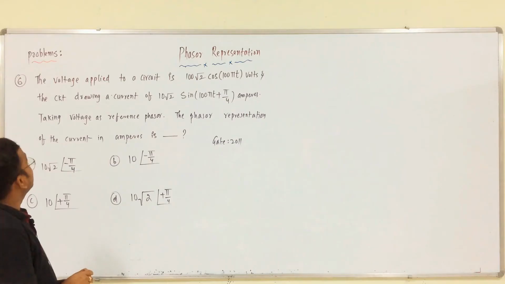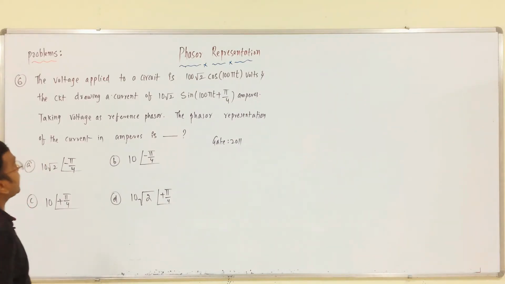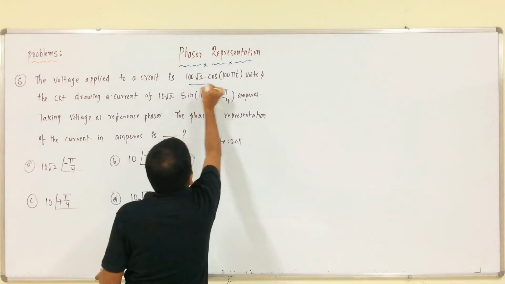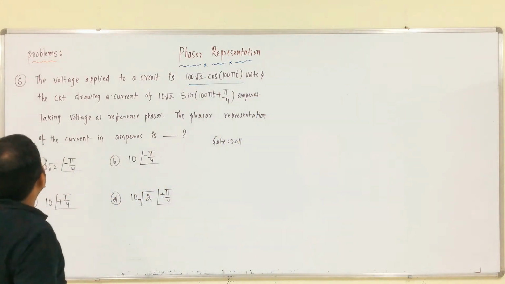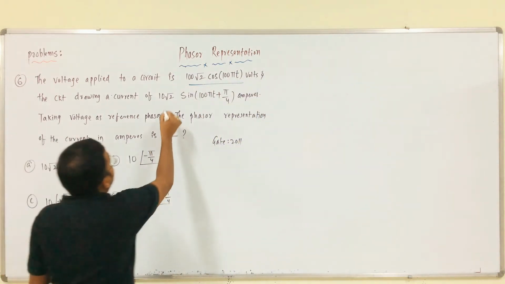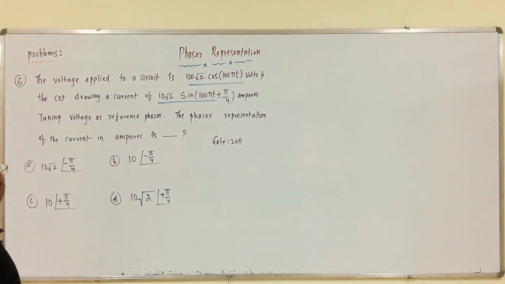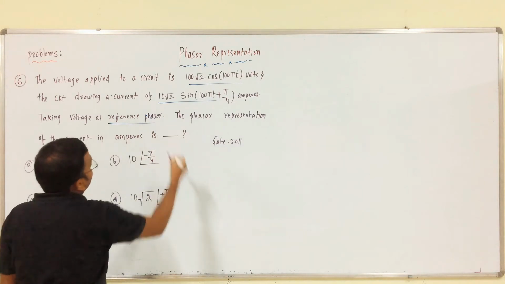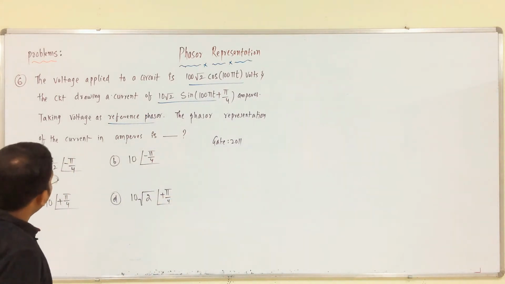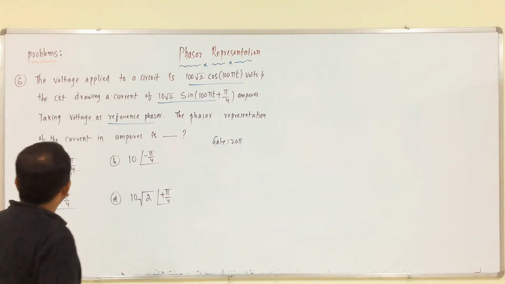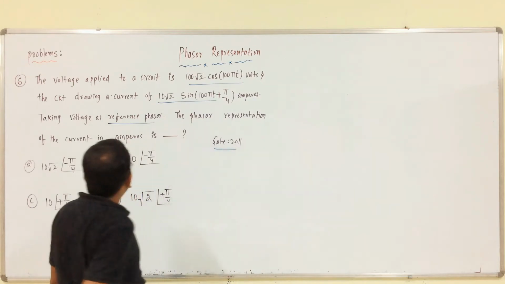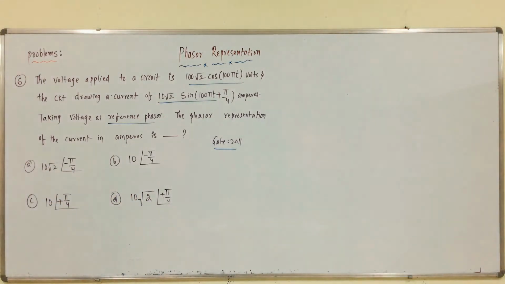The voltage applied to a circuit is 10 root 2 cos 100 pi t volts, and the current is 10 root 2 sin (100 pi t plus pi by 4) amperes. Taking voltage as reference phasor, the phasor representation of the current in amperes is what? We have to calculate.